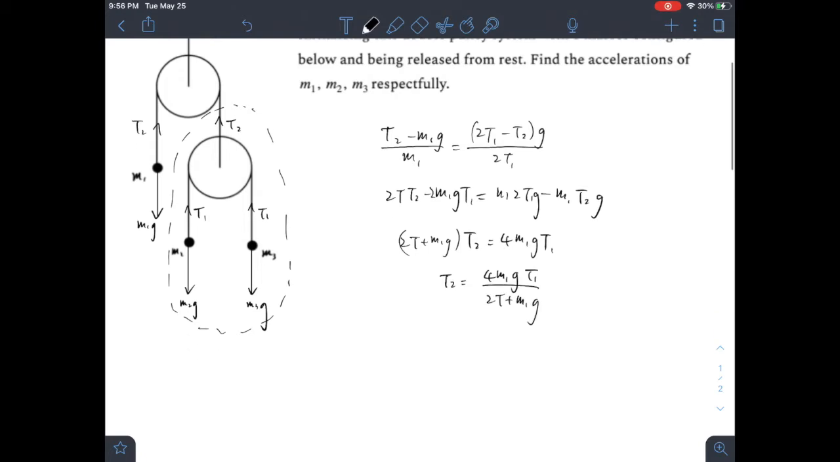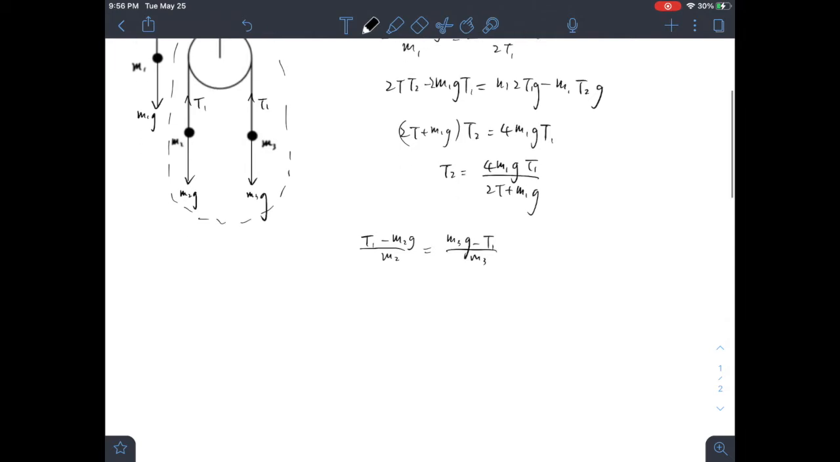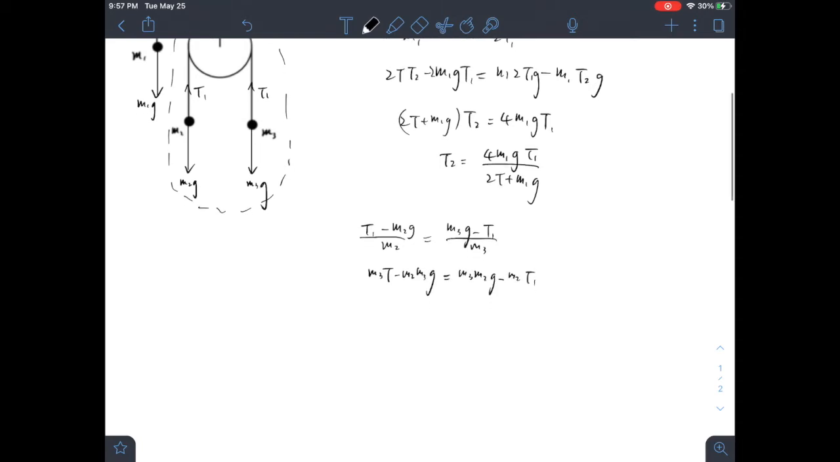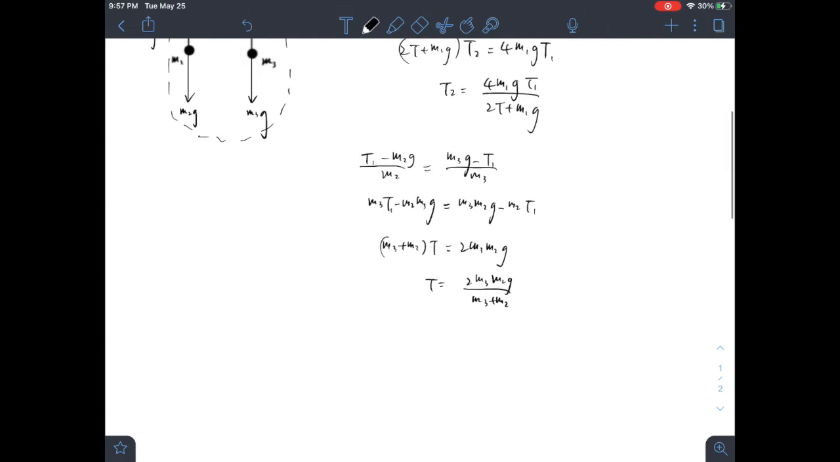Then you probably want to ask, what is T1 then? Well, in order to find T1, we have to look at the bottom pulley. In the bottom pulley, we know the accelerations of m2 and m3 have to be equal in magnitude and opposite in direction. So the magnitudes have to be equal: (T1 minus m2g) divided by m2 has to equal (m3g minus T1) over m3. Then we solve this to get this equation, and we try to combine the terms. Then we find T1 is equal to 2 times m3 m2 g divided by m3 plus m2.